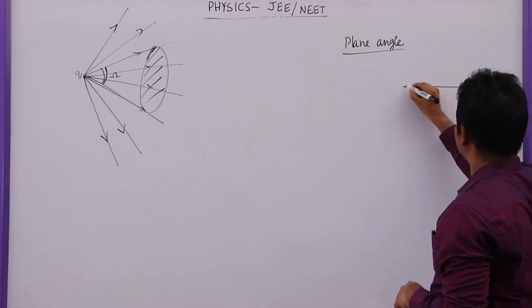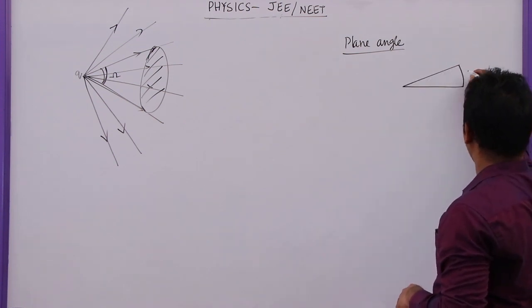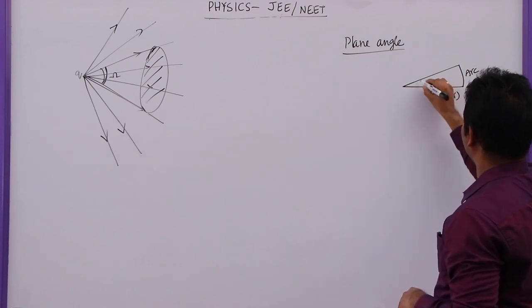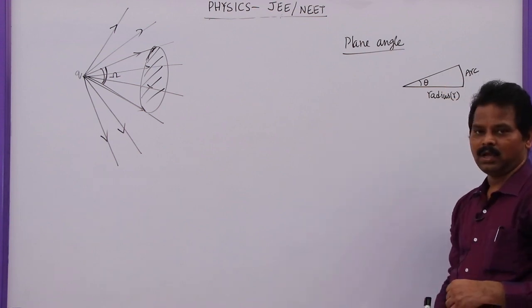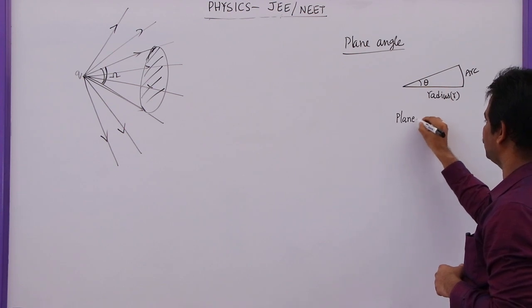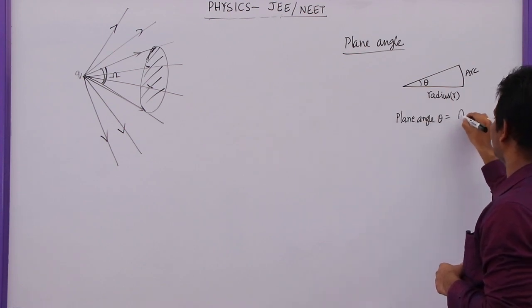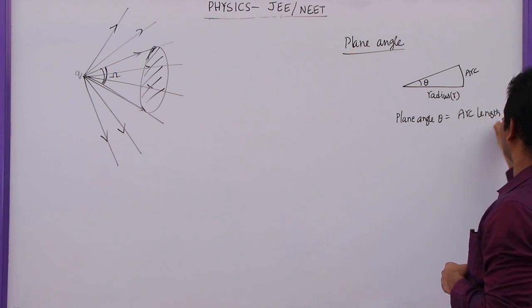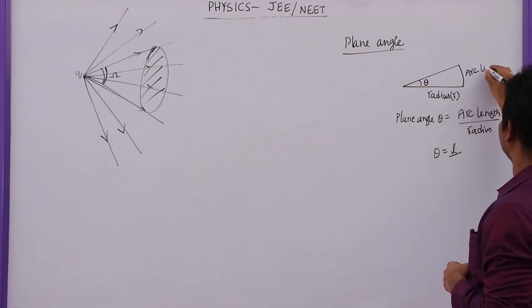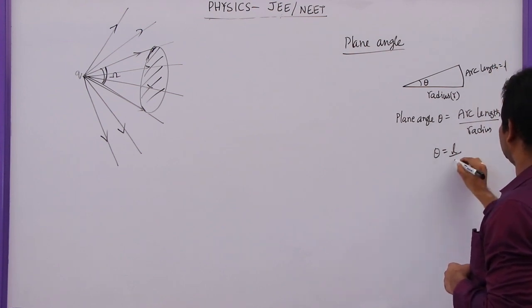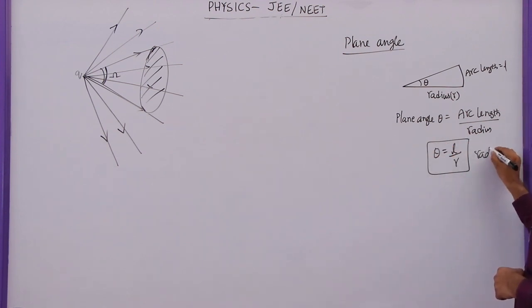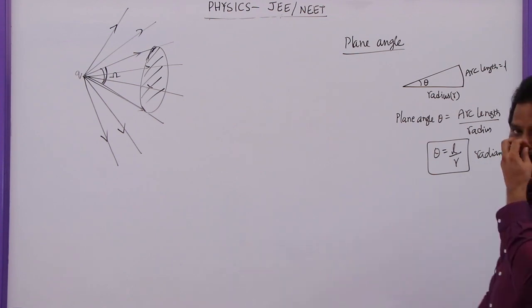if you take the radius vectors, this is the arc and this is the radius, we take it as r, and this is a plane angle. So how to find this plane angle? The plane angle theta is given by arc length by radius. So theta is equal to, let us say arc length is L, so this is L by R. We measure this angle in radians. The SI unit of the plane angle is radians.